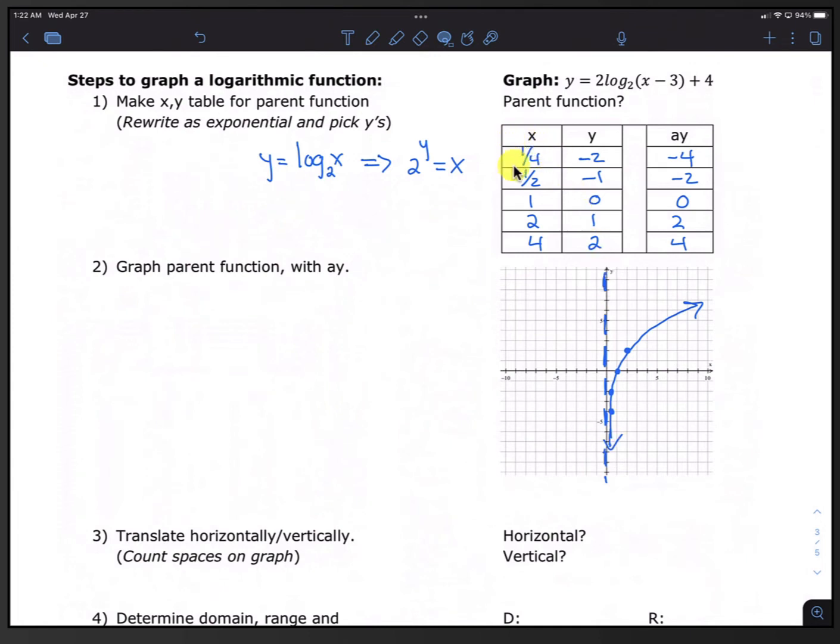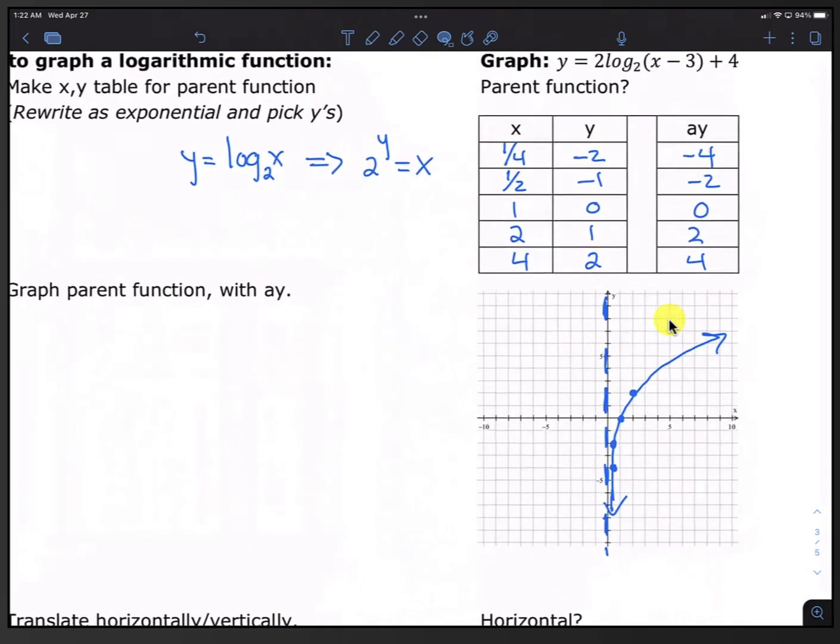The points we're plotting are x equals 1/4 and y is -4. That's this point right here. And then we're also plotting 1/2 comma -2. That is this point here, and so on. So these are all the points that we can fit. Now let's talk about the transformation.